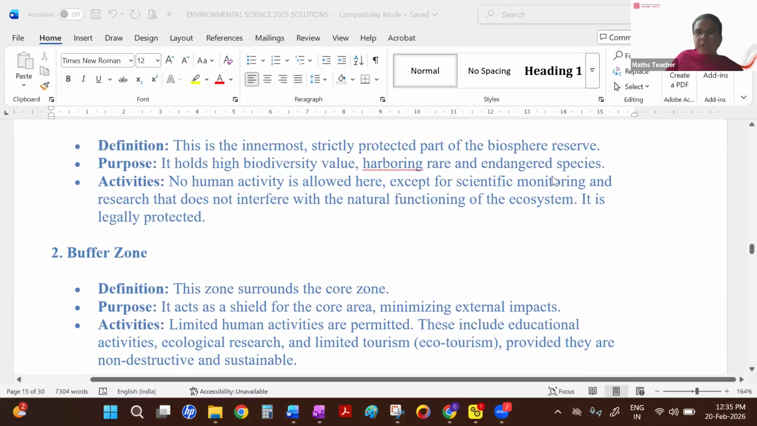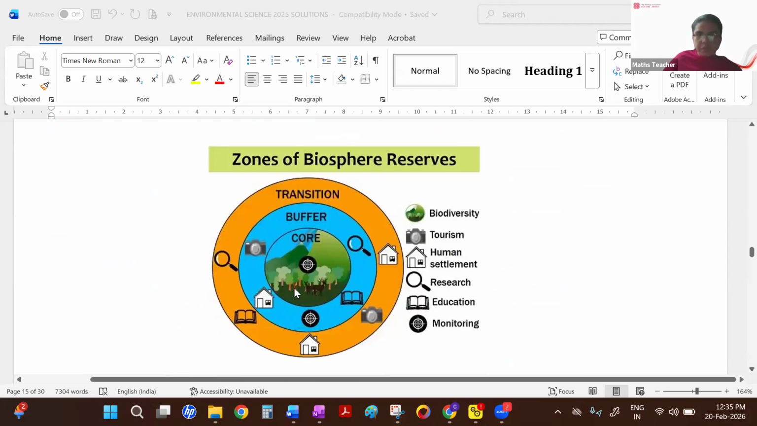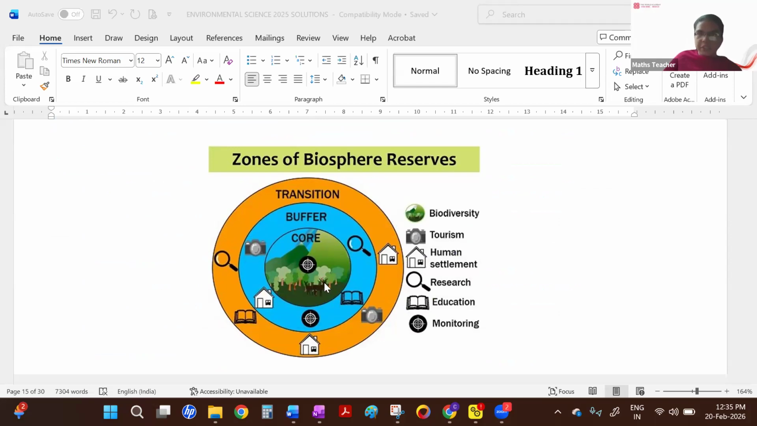It is the innermost, strictly protected part of the biosphere reserve. Let me show the picture once. So this is the core zone, right? It is strictly protected. Nobody is allowed to enter this region. And then we have the buffer zone, where some people will be allowed for taking photography or doing some research or for learning purposes.